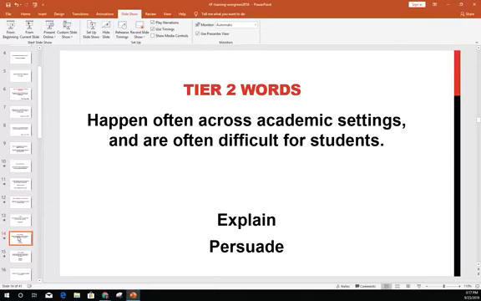Then we have tier 2 words that happen often, but they're difficult for students. So again, the frequency is similar in that tier 1 and tier 2 both happen often, but the difference with tier 2 is that they are difficult. So this could be words like explain or persuade. So words that are more academic and that tend to occur across multiple types of academic settings. So not necessarily content specific, like they only occur in science. They are going to occur across all of those academic settings, and then often in texts as well, because we know that text language is more sophisticated than conversational language.